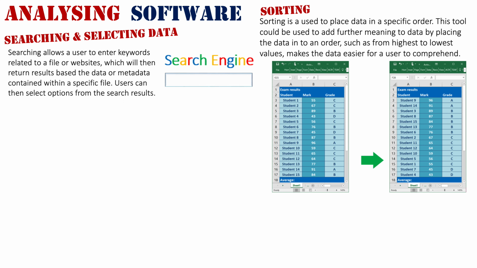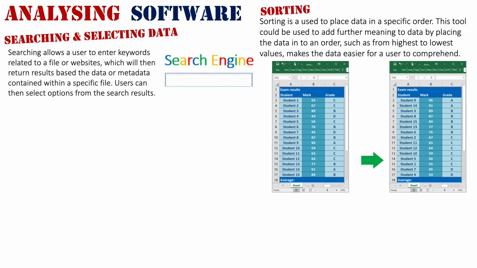Next is sorting. Sorting is used to place data in a specific order. This tool could be used to add further meaning to data by placing the data into an order, such as from highest to lowest values, making the data easier to comprehend. Let's say your teacher's looking at all your marks in the class and trying to figure out who came top of the class. They'll do a sort and put you in order based on marks, and straight away you can see the top three students in the class. They'll all get awards at the end of the semester to say congratulations.